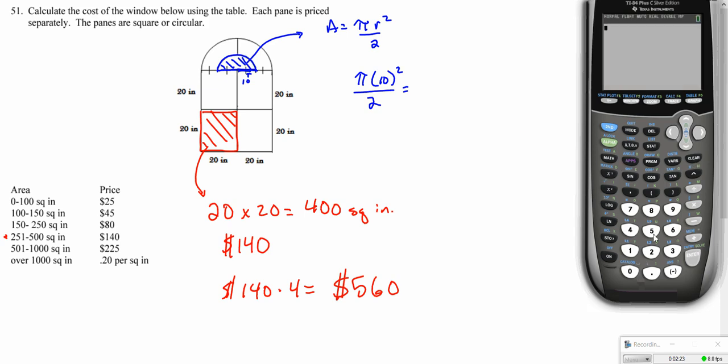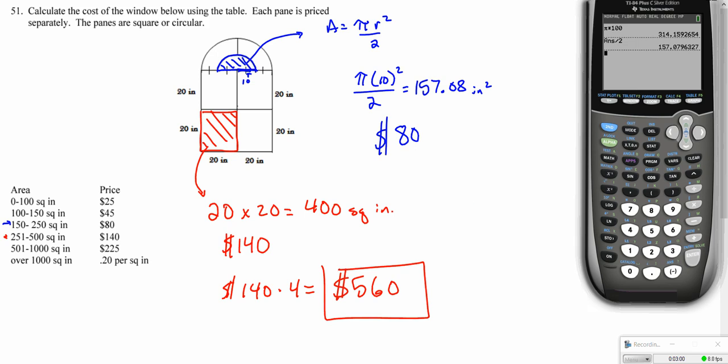So let's multiply that out. Pi times 10 squared is pi times 100. Divide that by 2, you get 157.07, 157.08 square inches. That falls into this second category, $80. So this little half sheet is $80. So far we've got $560 for the 4, and $80 for the half circle.